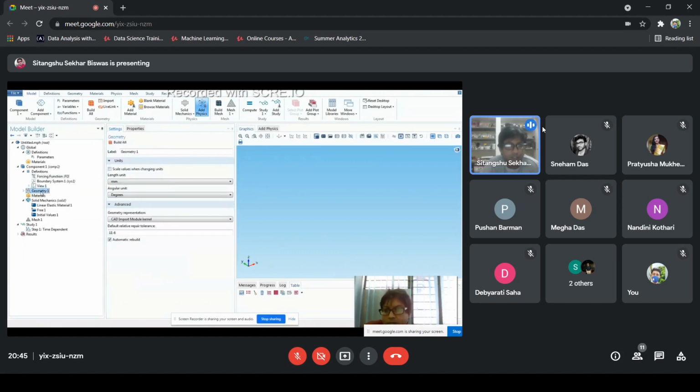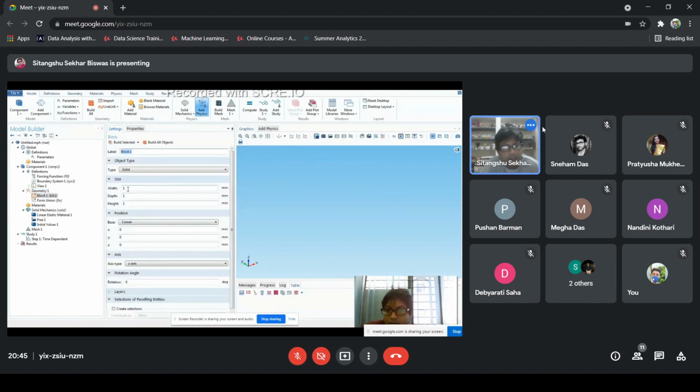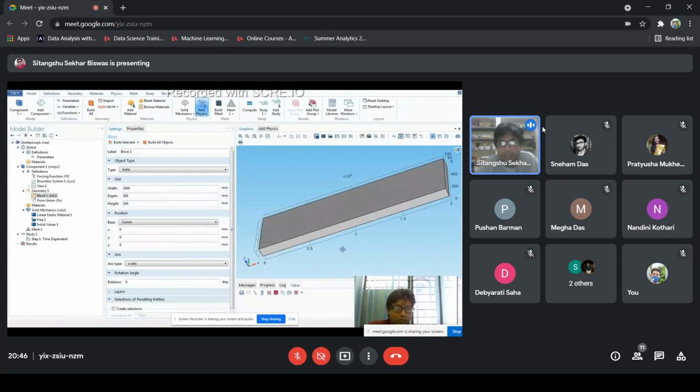Now we are going to the geometry. You add a block and define the width. You take it as 2 meters. The depth is 500, and the height is, say, 200. Now you click on build selected. You see that one strip came.